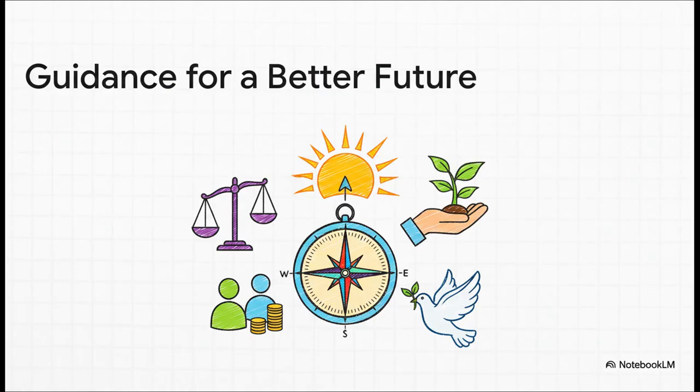And what are these goals? Well, they are the big, ambitious ones. We're talking about achieving social and economic justice, ensuring equal pay for equal work, protecting our environment, and even promoting world peace. These are the ideals the nation is always supposed to be reaching for.